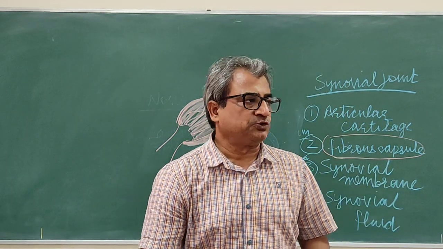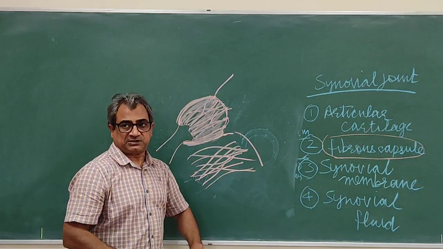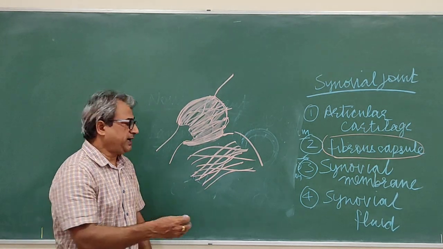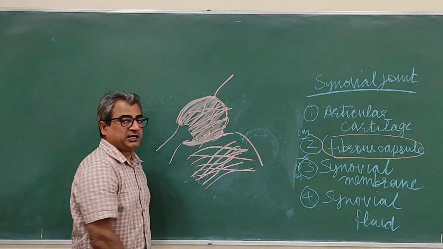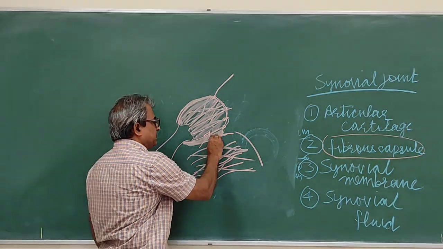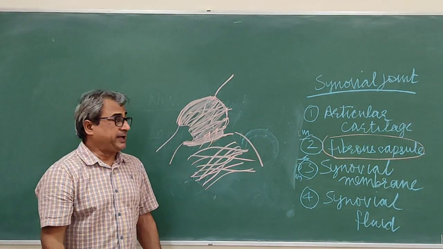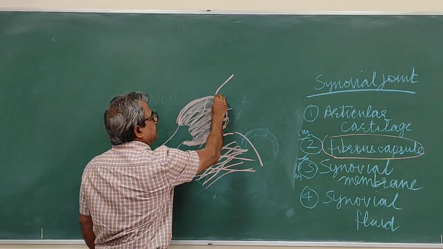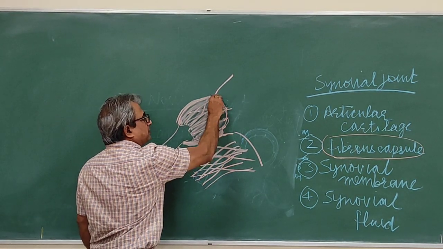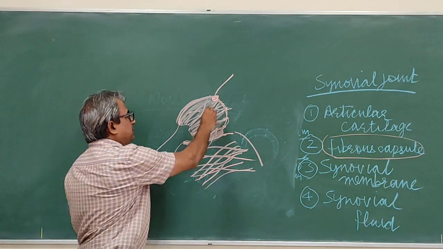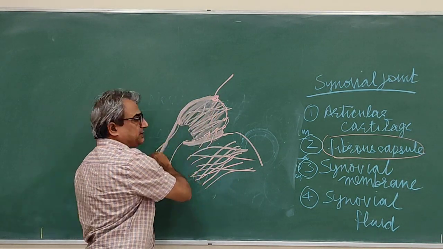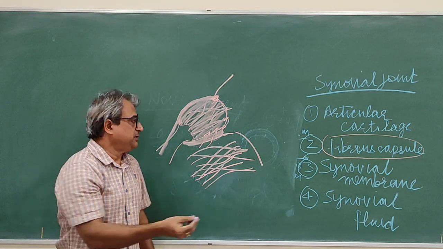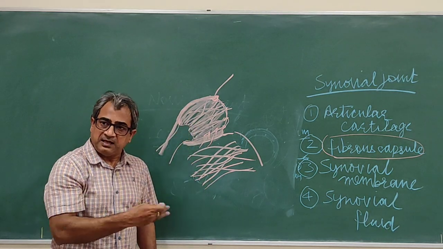Now this fibrous capsule is not always continuous. It is interrupted by the blood vessels going inside and coming out, and the nerves going inside or coming out. And say, if this is a shoulder joint, then on the inner side there is a supraglenoidal tubercle from where the long head of the biceps comes down. This long head of biceps is a tendon, and it is intracapsular in nature. So it perforates through the fibrous capsule and comes out.